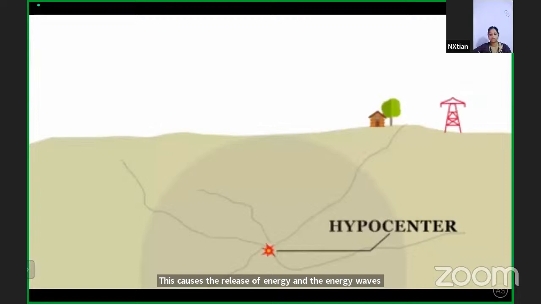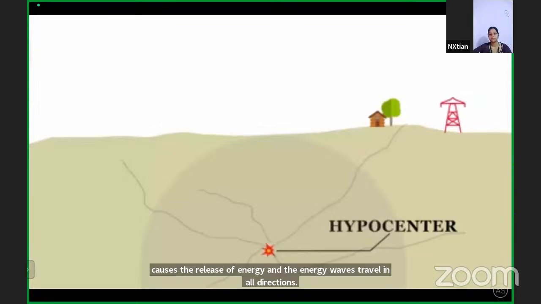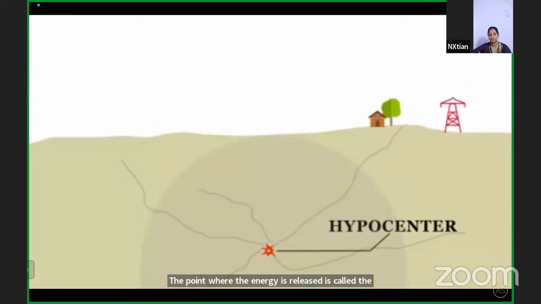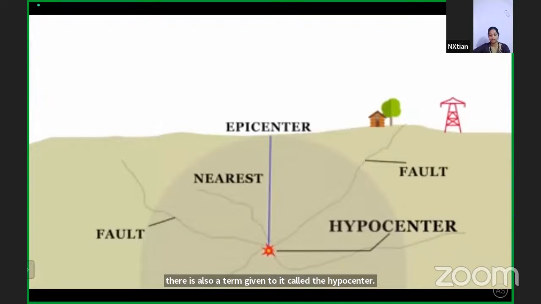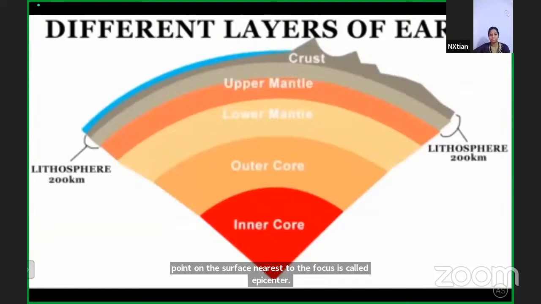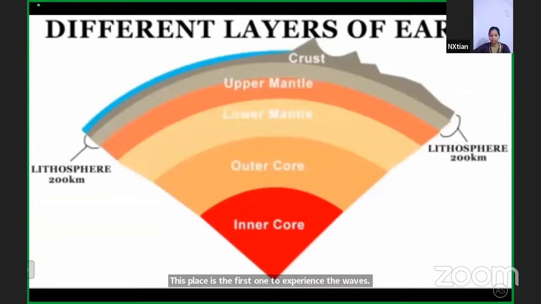The point where the energy is released is called the focus of an earthquake, or there is also a term given to it called the hypocenter. The energy waves traveling in different directions reach the surface. The point on the surface nearest to the focus is called the epicenter. This place is the first one to experience the waves. All natural earthquakes take place in the lithosphere.